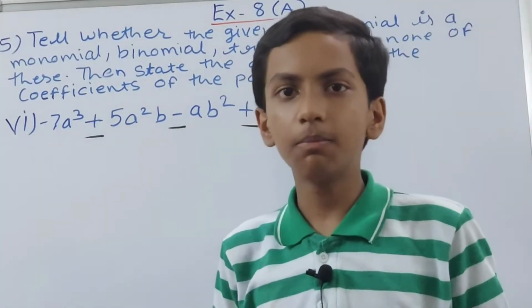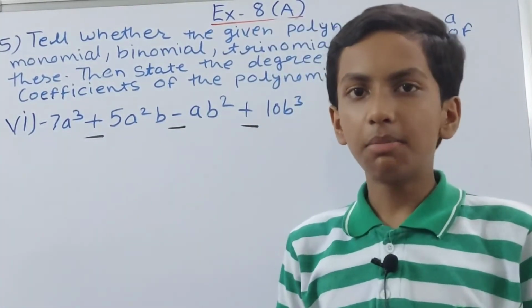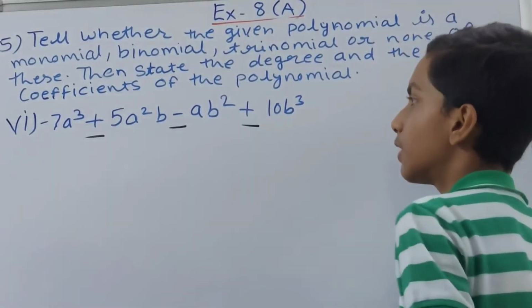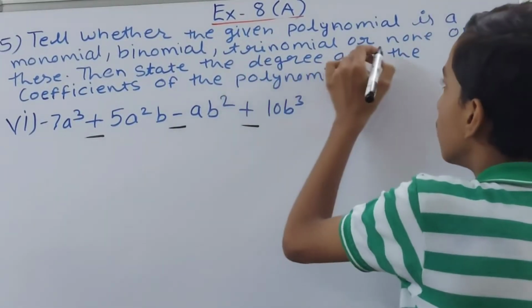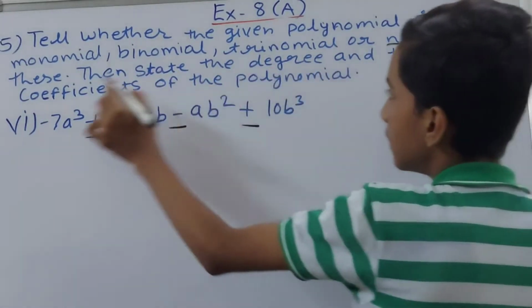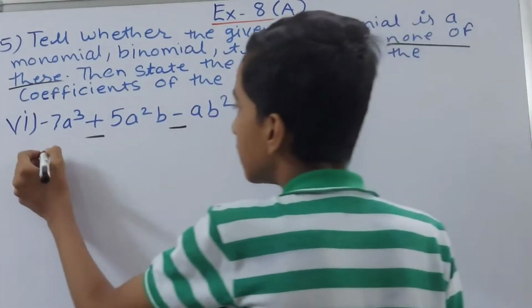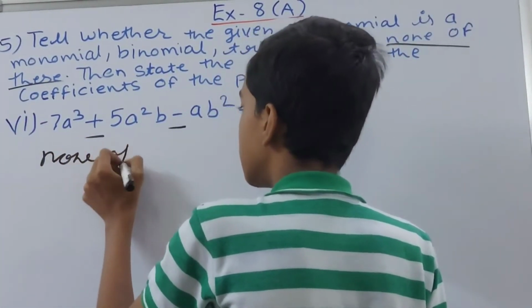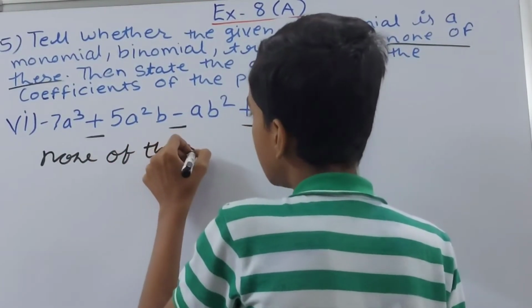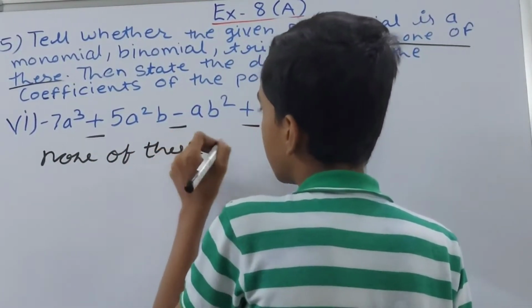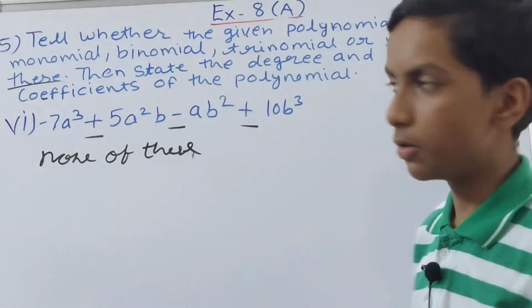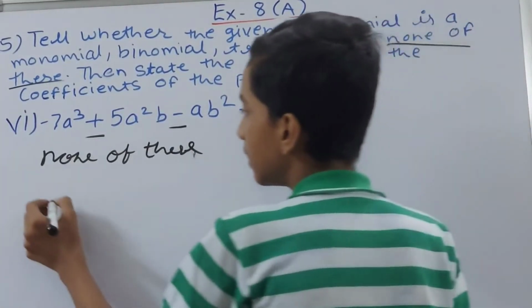So is it a monomial? Not at all. Is it a binomial? No. And not even a trinomial. So what is it? You can see over here, none of these. Alright, so you can simply write here none of these, because all 3 options are not correct for this expression or polynomial. Right, now we can write the degree of this.